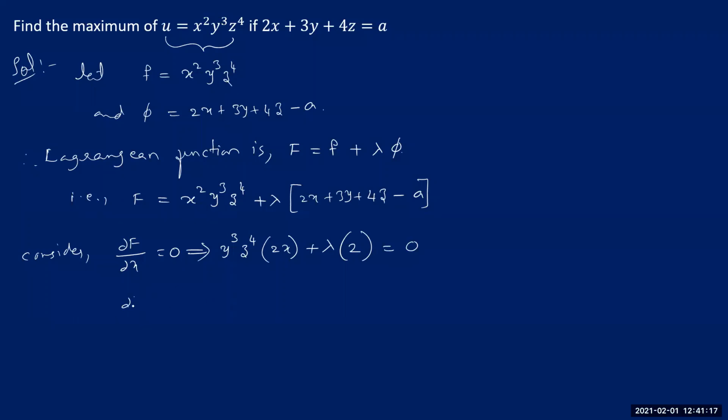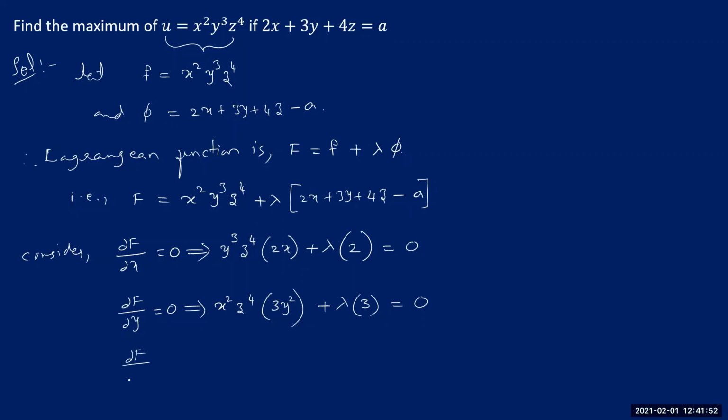Then I'm differentiating F with respect to y and equating this to 0. As we are differentiating with respect to y, both x square and z power 4 are constants, so you can keep them aside. Differentiating y cube gives 3y square, plus lambda times, when you differentiate 2x and 4z, as they are constants, the derivative is 0, but for 3y, the derivative is only 3. And I'm equating this to 0.